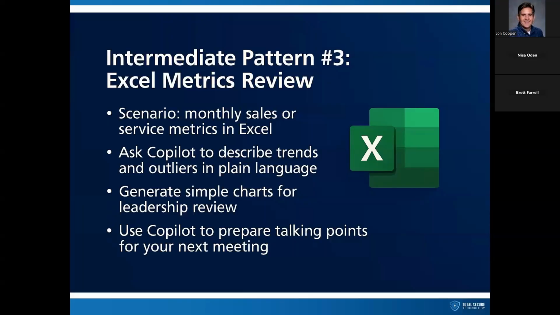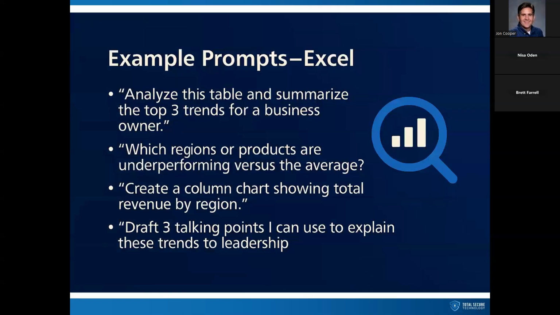Okay, we're back in. And so those were some of the intermediate prompts that you can give Copilot. Some more example prompts is which regions or products are underperforming versus the average.